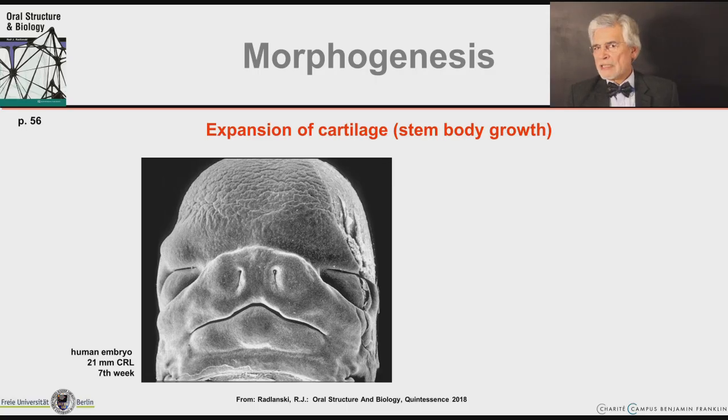We are now in the 7th week of development. The embryo has grown to a crown rump length of 21 millimeters. Now, what is going to happen in these visceral arches during further development? Let us first take the visceral arch number 1 as an example.